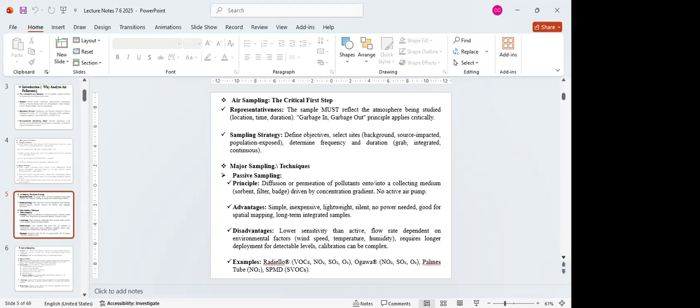Then you select your site. What is the background of where you are going to work? Like I've just mentioned. What is the source impact? I've also said that. And what is the population exposed to the impact? So these are the things that you must consider before starting your sampling. Then you determine the frequency and duration, of course. Now, what are you going to do? The grab, integrated, or continuous sampling approach.